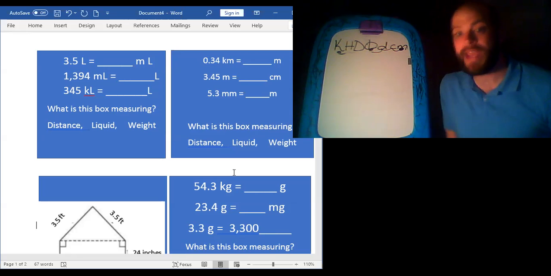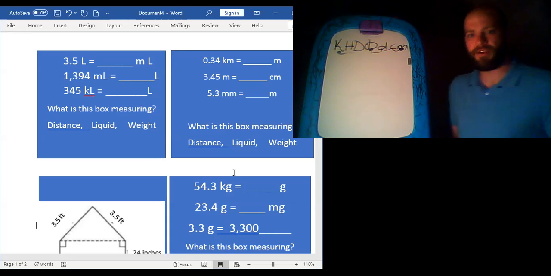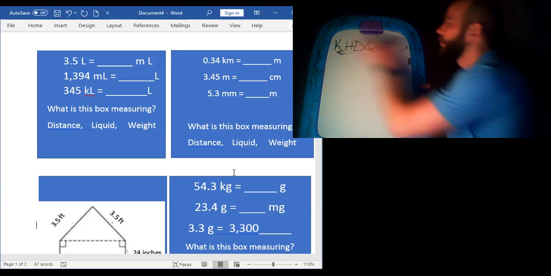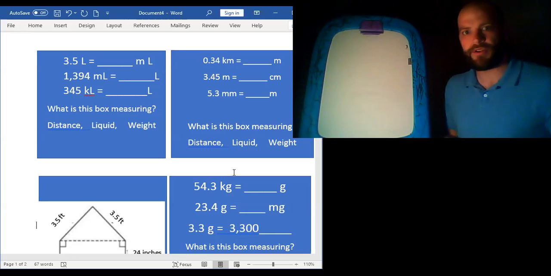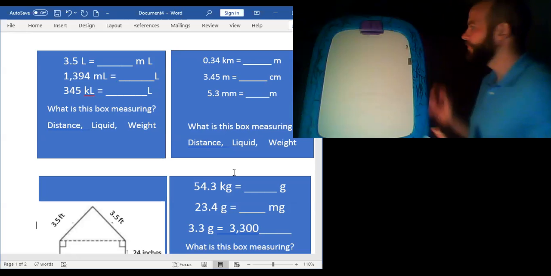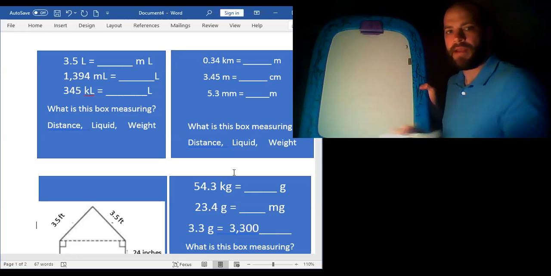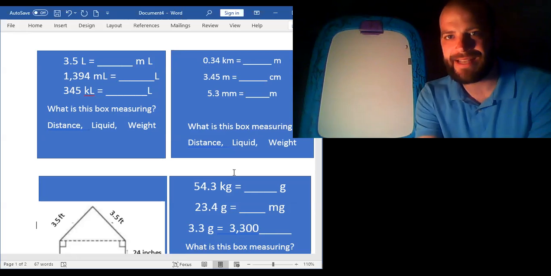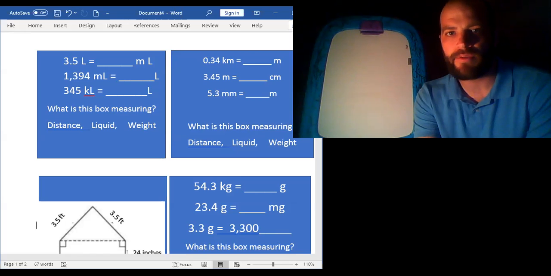Now, that last question I added in, what is that measuring? If you said weight, you're wrong. If you said distance, you're wrong. It's liquid. Think liters. I remember, man, when I was younger, we loved 2 liters of Mountain Dew. We get Hungry Howie's pizza and 2 liters of Mountain Dew. So think of pop. All right. So now we're done with that box. Go to the next one here.